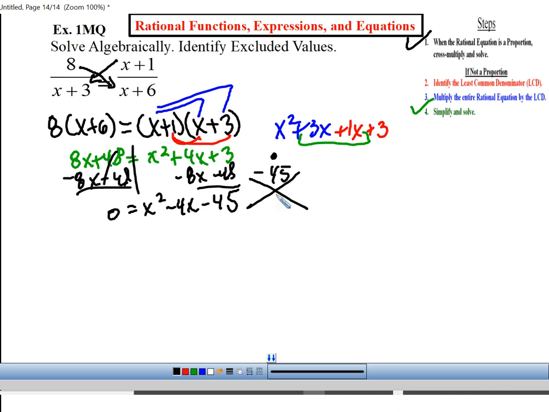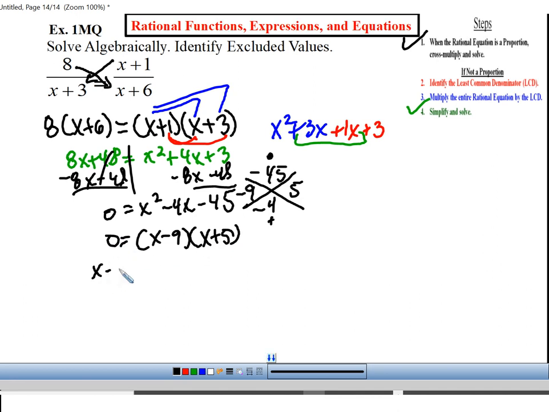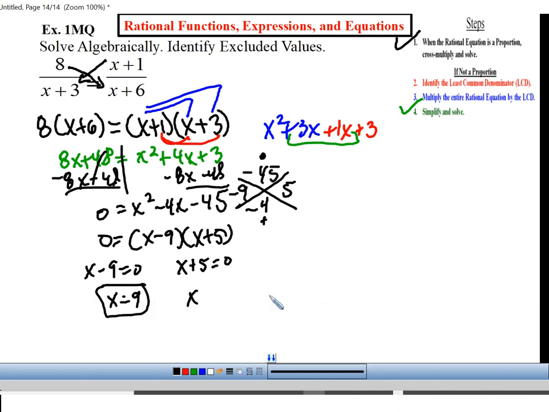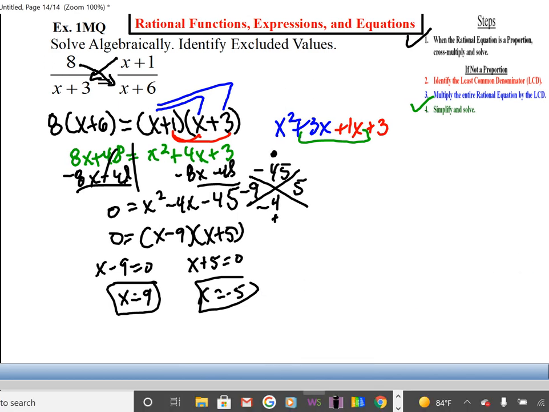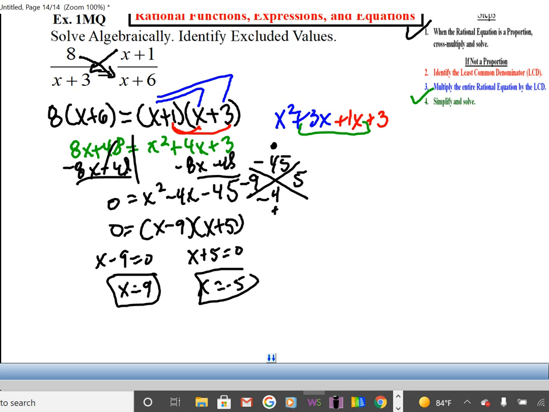Negative 45 and negative 4. What two numbers multiply to give me negative 45 and give us negative 4? Negative 9 and 5. Factors: x minus 9, x plus 5, all that equal to 0. Therefore, x minus 9 equal to 0, x plus 5 equal to 0. Therefore, when we solve, x equals 9, and x equals negative 5. Have you got that? Okay, good. From 1 to 5, how comfortable do you feel with these? How about excluded values? Tell your neighbor what you're going to write to get started with excluded values, please.